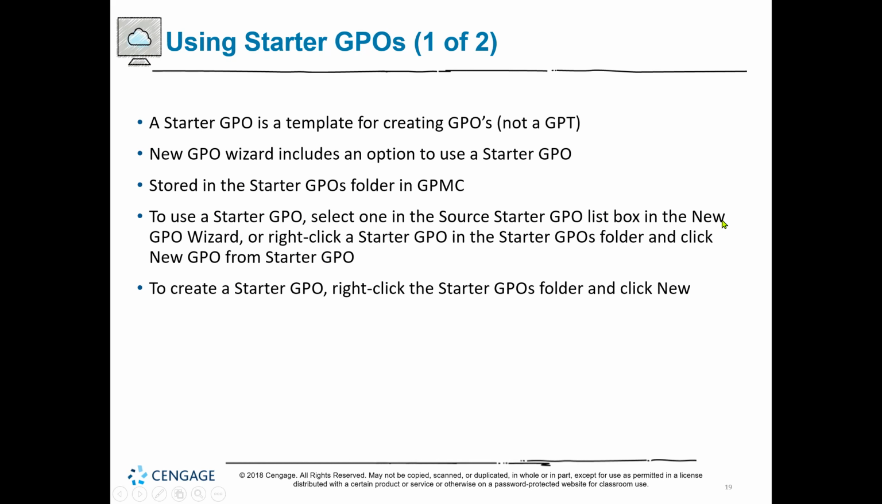Using starter GPOs. A starter GPO is a template for creating GPOs, not a GPT. The new GPO wizard includes an option to use a starter GPO. Starter GPOs are stored in the starter GPOs folder in the GPMC. To use a starter GPO, whoever developed these really should be smacked for all these G acronyms, select one in the source starter GPO list box in the new GPO wizard, or right-click the starter GPO in the starter GPO folder and click new GPO from starter GPO. To create a starter GPO, right-click the starter GPO folder and click new.